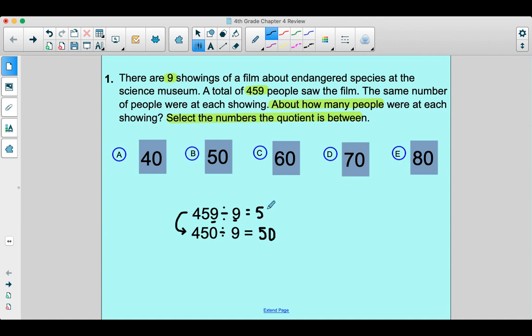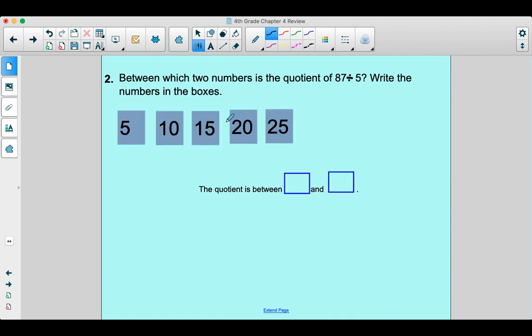So this question is actually asking for us to select the numbers the quotient is between. So I know the quotient is going to be between 50 and 60. 51's between 50 and 60. So there we go. All right, question number 2.